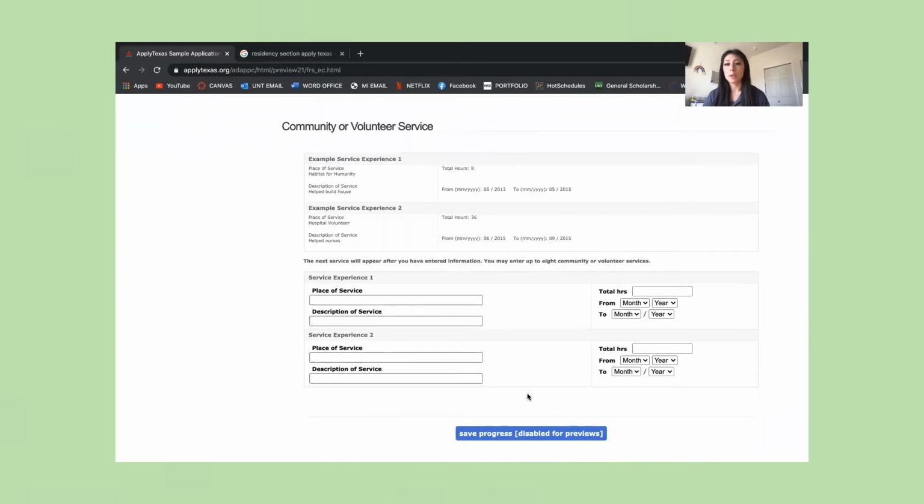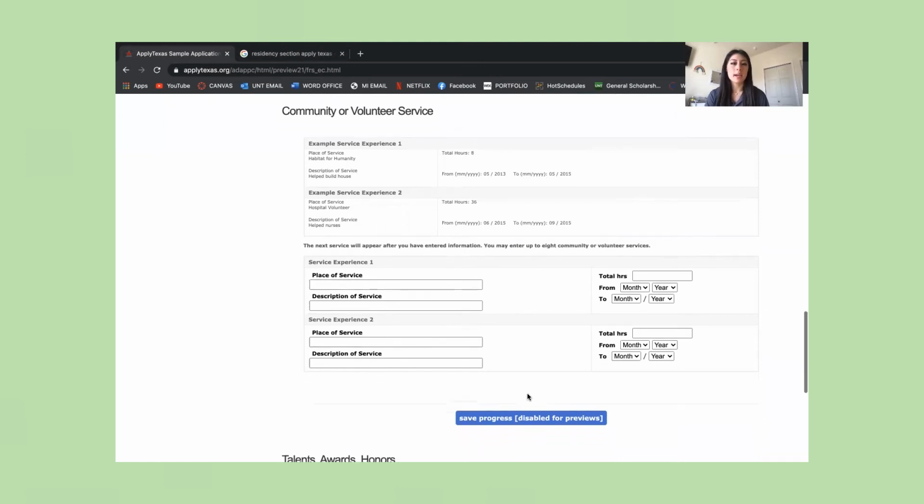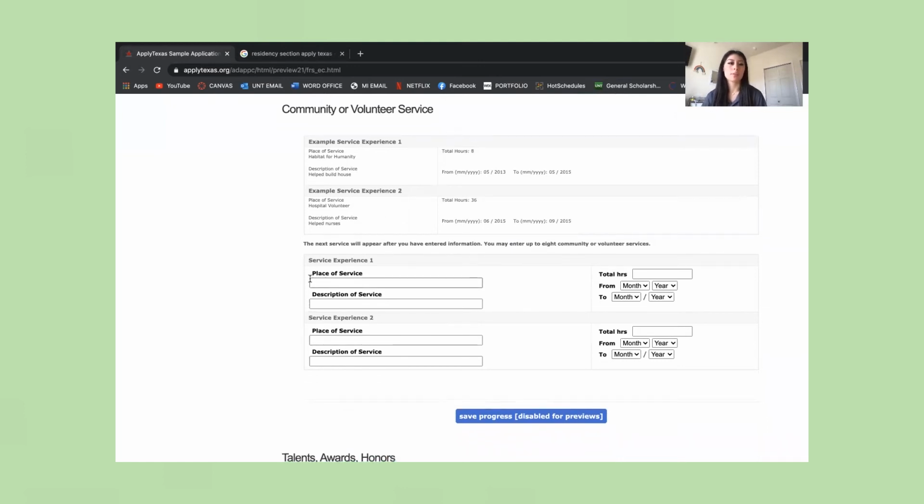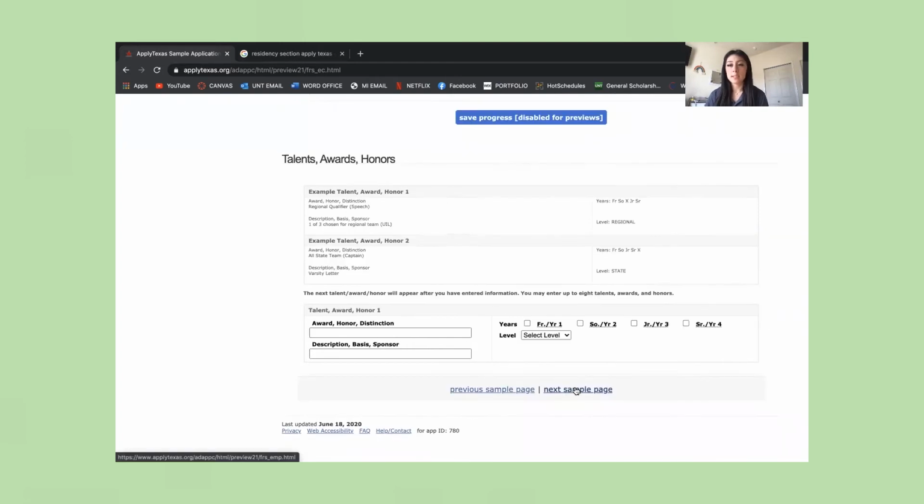Here, this is what the community service log looks like, and it's asking you for place of service, description of service, total hours, and the duration of the community service as well. Lastly, on this page, we're going to have talent awards and honors, and this is just any awards you have received during high school.